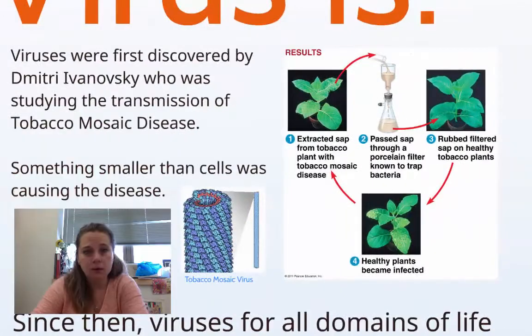It's a thing. They were first discovered by Dmitry Ivanovsky, who was studying how tobacco mosaic disease transferred. And what was discovered was that there was something smaller than the cell that was actually the root cause of the disease. It was pretty nasty because it will wipe out tobacco plants. On a personal note, it matters, but hey, people care.